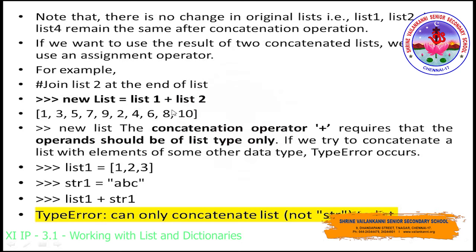By doing like this, what will happen? You will concatenate both the lists together and assign the result to the variable newlist. The elements of the list will be assigned to the newlist variable. Followed by that, see the concatenation operator: it requires that the operands should be of list type only. So it should be completely of the list data type.